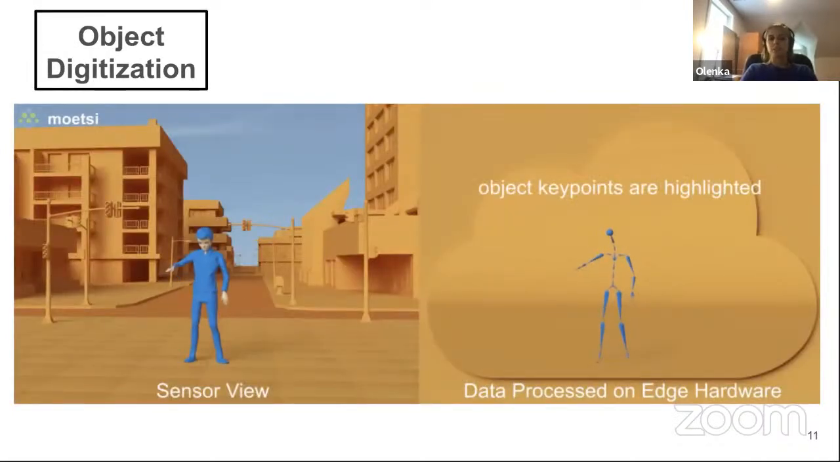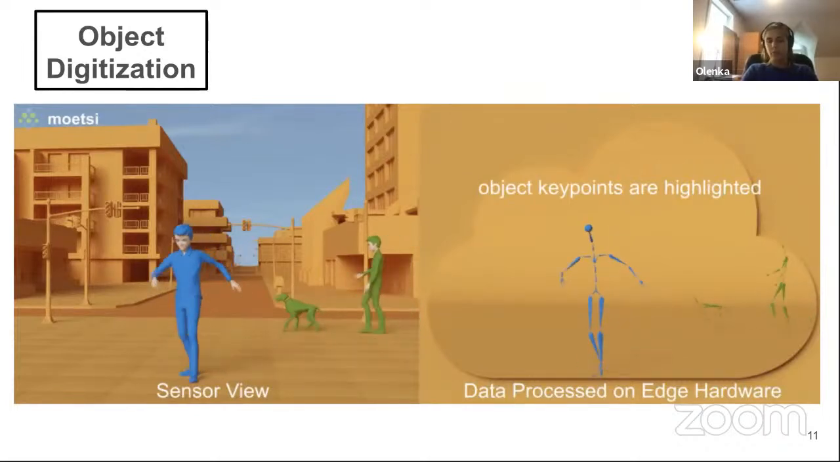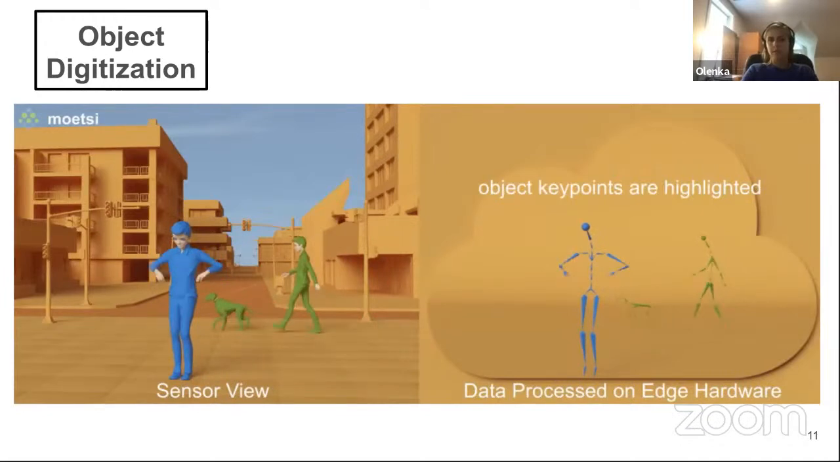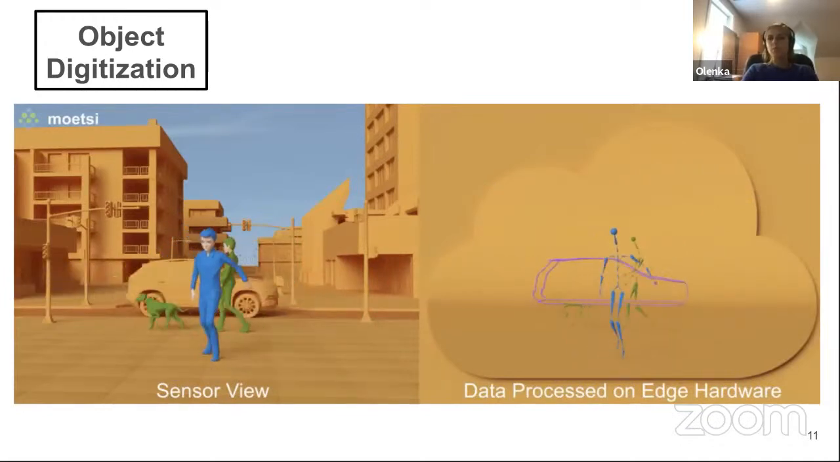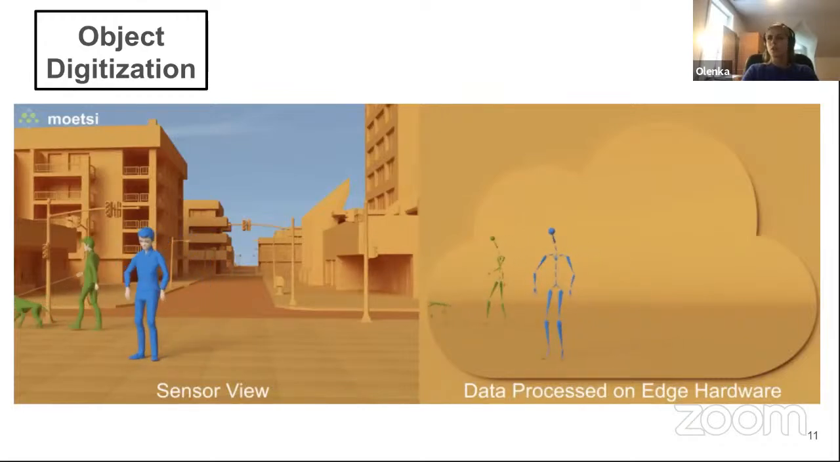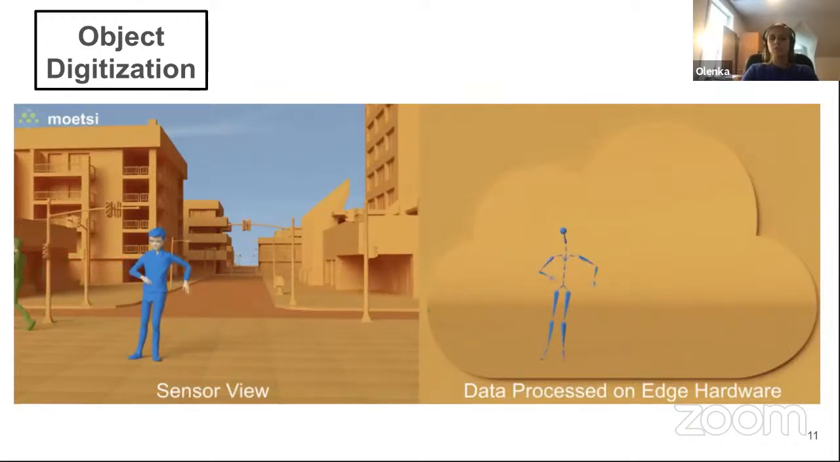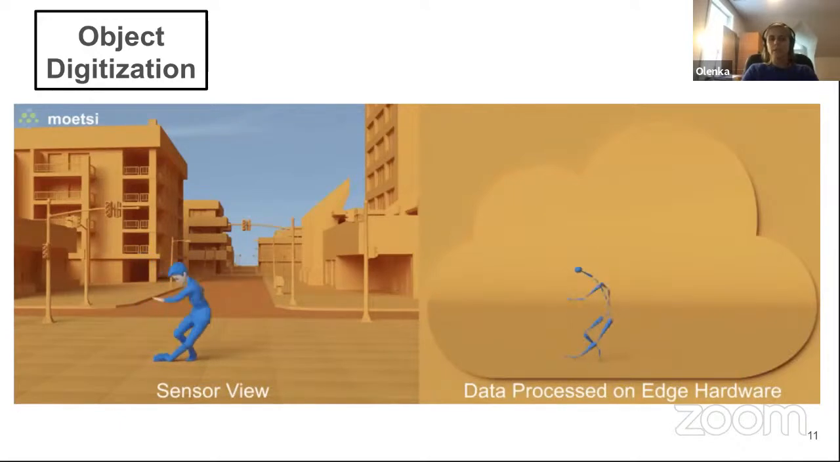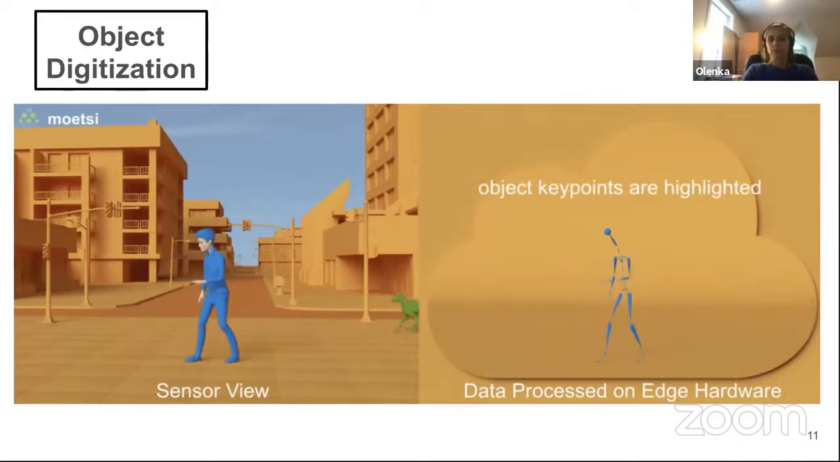Lastly is object digitization. And we define objects as the dynamic entities in the real world, not the static ones. And there are two sub-problems that need to be solved for in object digitization. 1, what is an object? And 2, where is the object in 3D space? There's so many amazing developments in this space, of course.